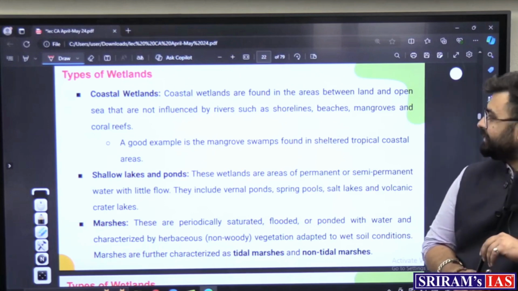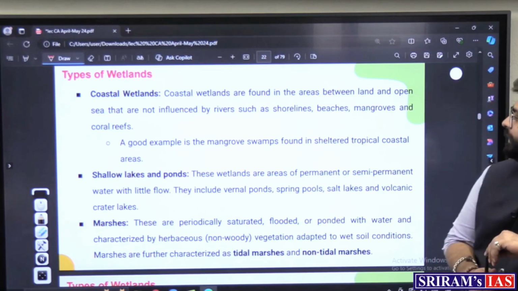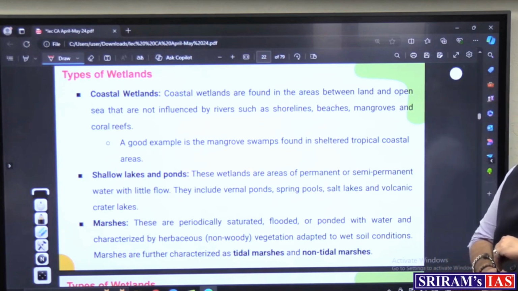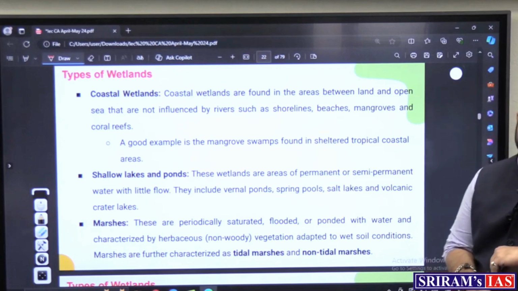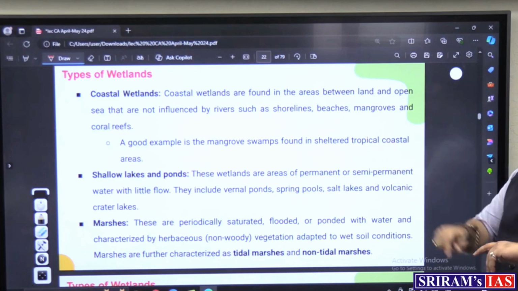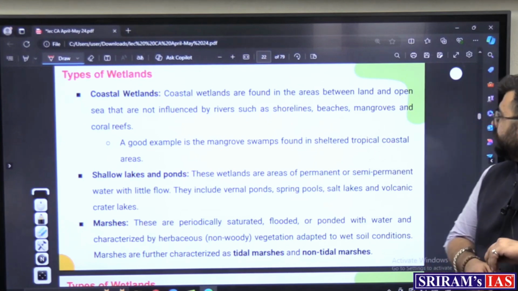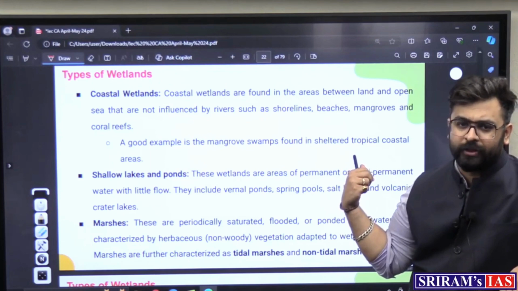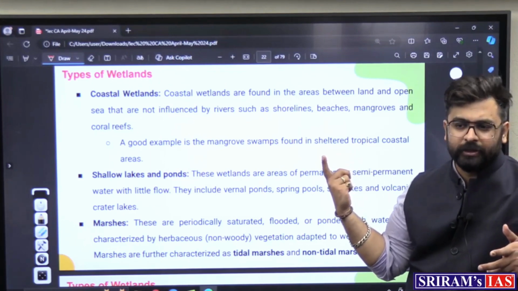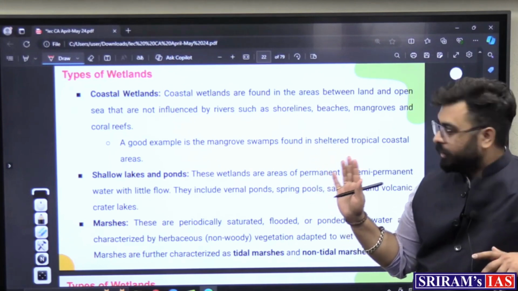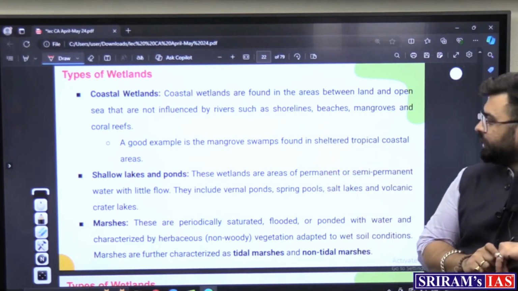First, coastal wetlands. They are found in the areas between land and open sea. They are not influenced by rivers, such as shoreline, beaches, mangroves, coral reefs, all are part of wetlands. A good example is mangrove swamps found in sheltered tropical coastal areas, and we have one of the biggest examples of such mangrove forest, Sundarban. It is the largest mangrove forest of the world. It is an example of coastal wetland.